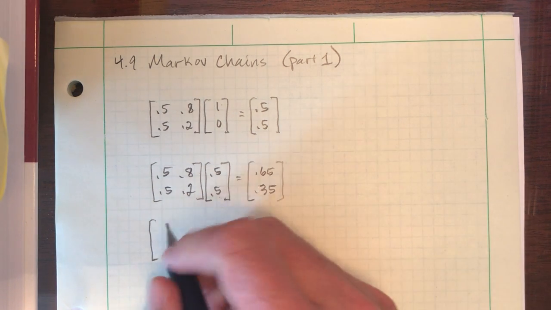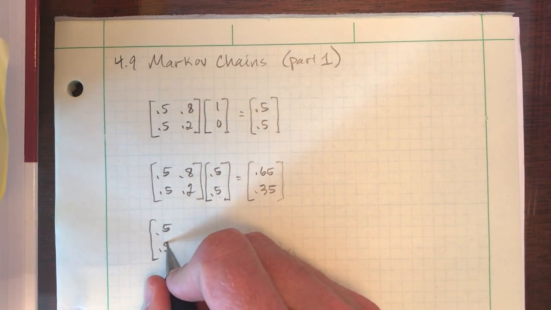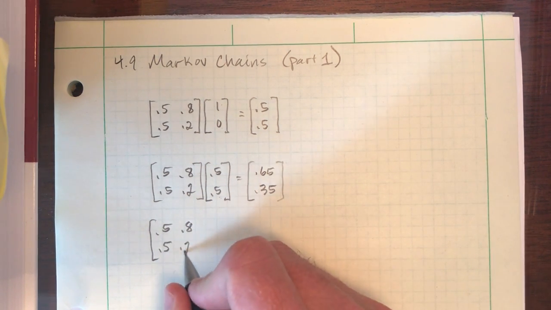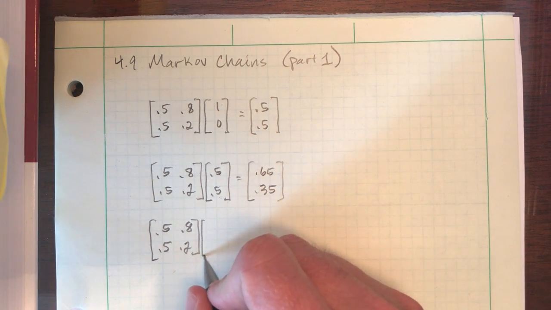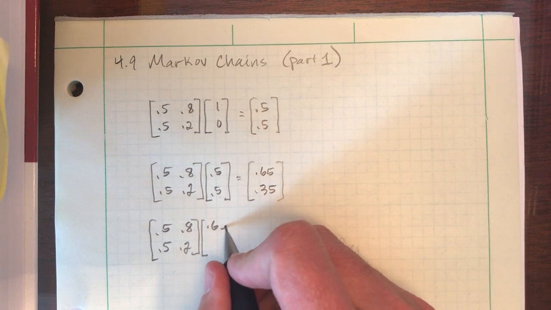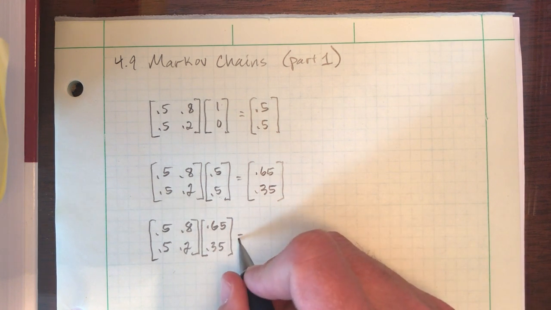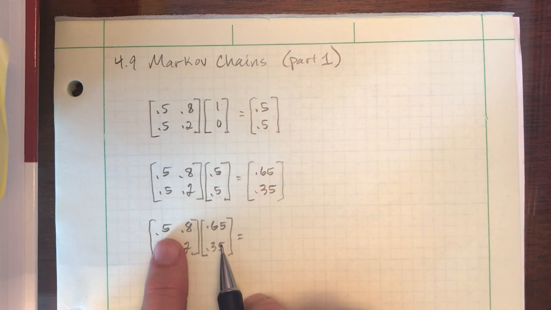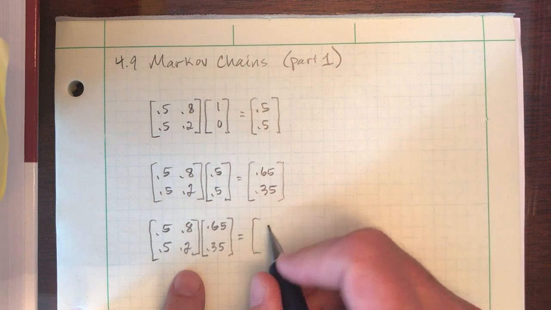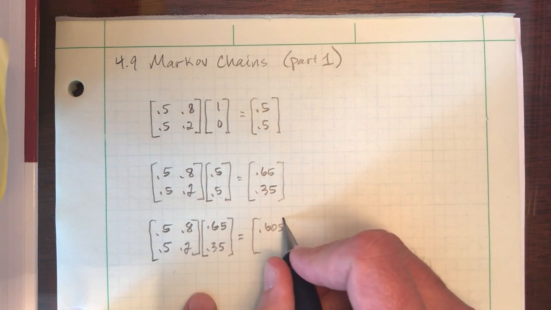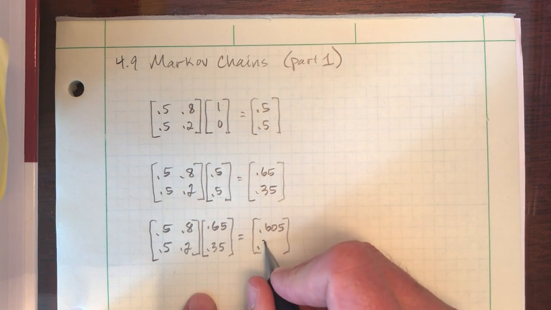Let's do that one more time. Same matrix. And we're going to multiply that times that last answer we just got. And you might need a calculator this time. This gets a little nuttier in our head. It just turns out you're going to end up with this.